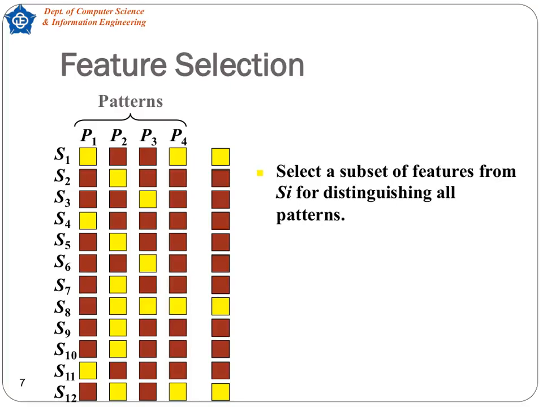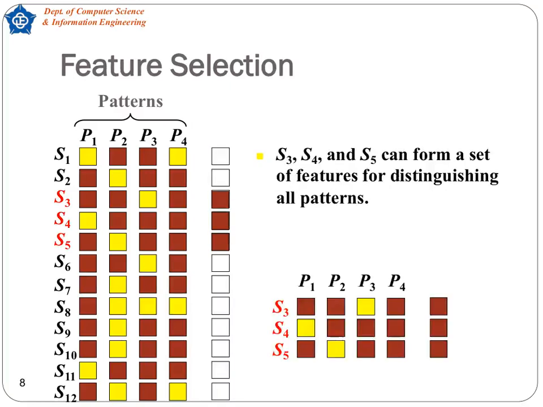Building on that, here we see 12 candidate features, S1 through S12, measured across 4 patterns, P1 to P4. Each colored box shows whether a feature is active under a given pattern. Our goal? To choose a small subset of features whose activation patterns are all distinct, so no two patterns look the same. By inspection, features S3, S4, and S5 do the trick. On the right, you can see their combined response vectors for P1 through P4. Each pattern lights up a unique 3-feature signature.